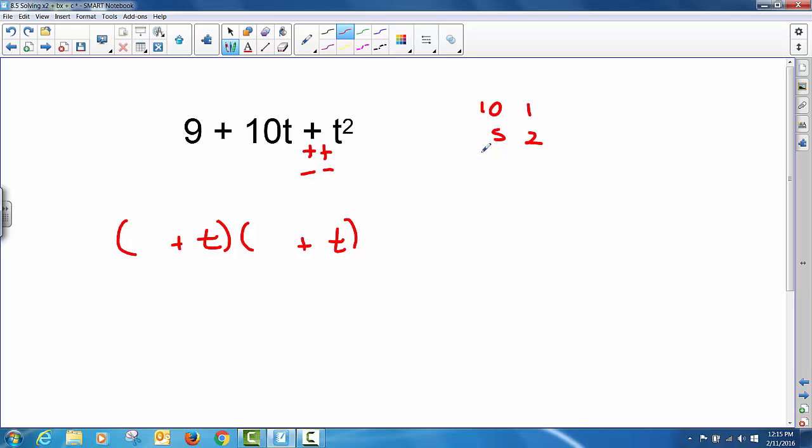Did you get an answer? Because there is no answer. The answer is that this is a prime polynomial. Prime, like 17 is prime, or 13 is prime. A prime number means that it has no factors other than itself and 1. This is a prime polynomial.